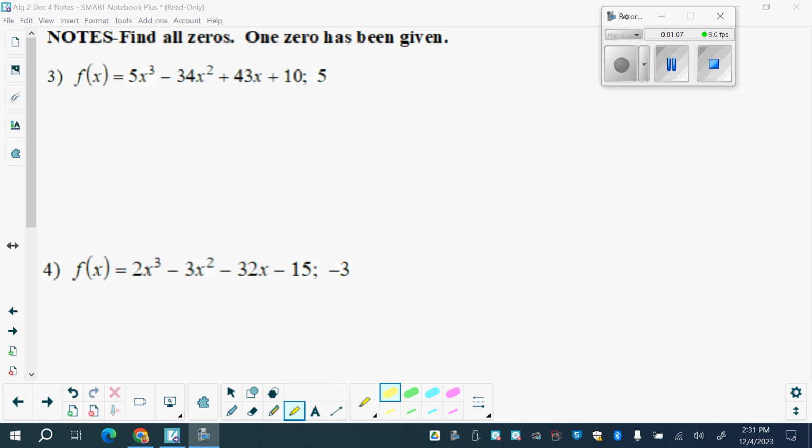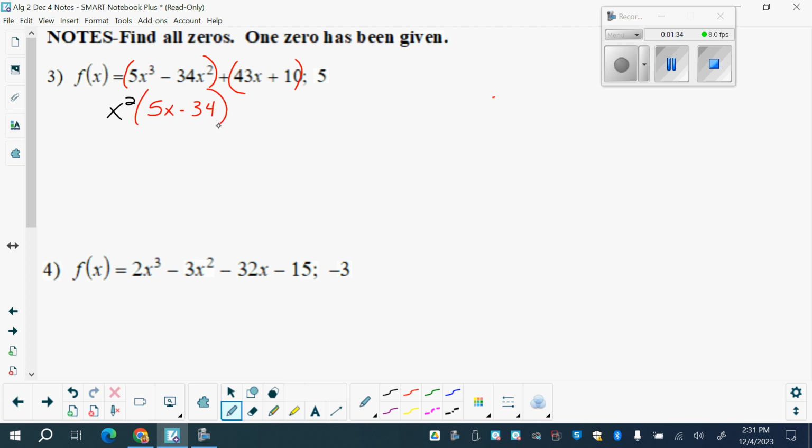Grouping, because there are 4 terms. Okay, so let's try the grouping. What's the greatest common factor here? X squared times 5x minus 34. What's the greatest common factor here? It's a 1. So this one doesn't factor.